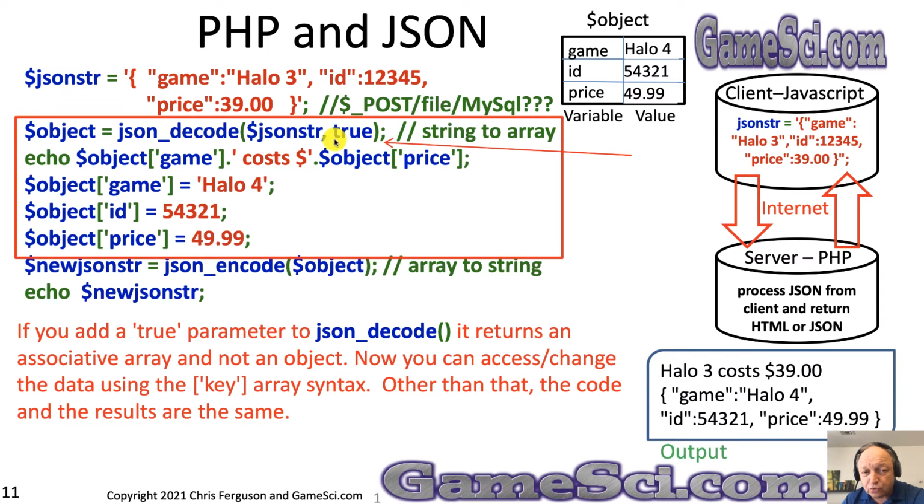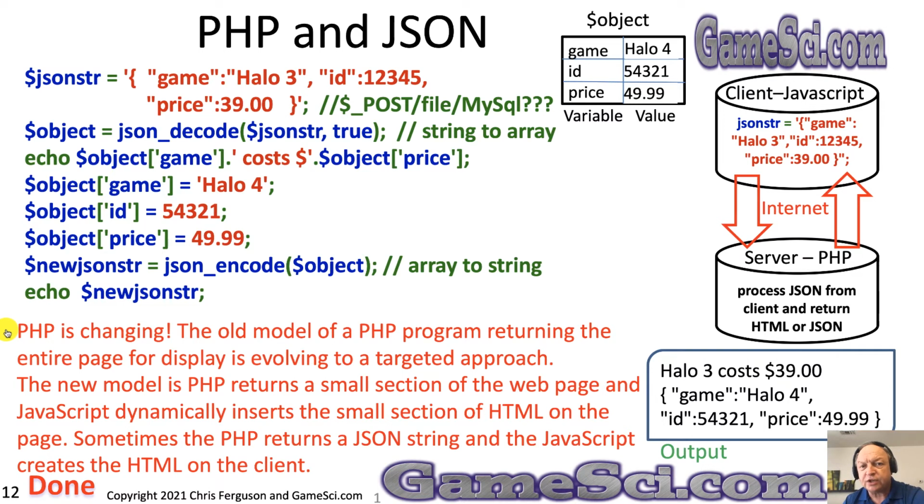By adding this true parameter to json_decode, I have now loaded the data into an associative array, and I can use the array syntax for accessing the game and the price and changing the game ID and price down here. If you prefer this syntax, feel free to use it. Just because I changed over to an associative array, everything else stays the same. I'm still updating the variable exactly like I did before, and I will still output the same data exactly as I did before. It's the programmer's preference. Do you want your JSON data in an array, or do you want it in an object?